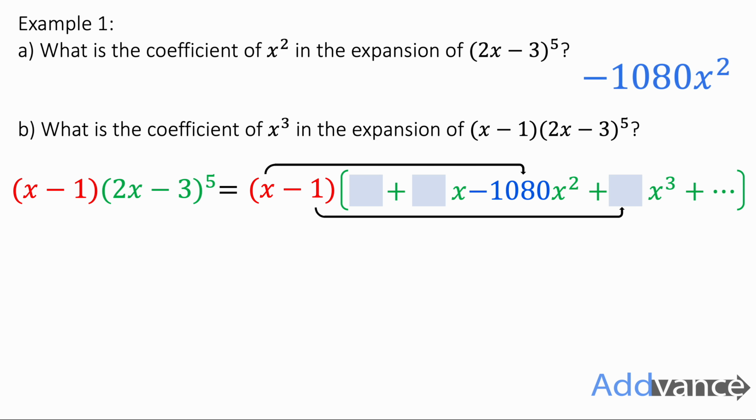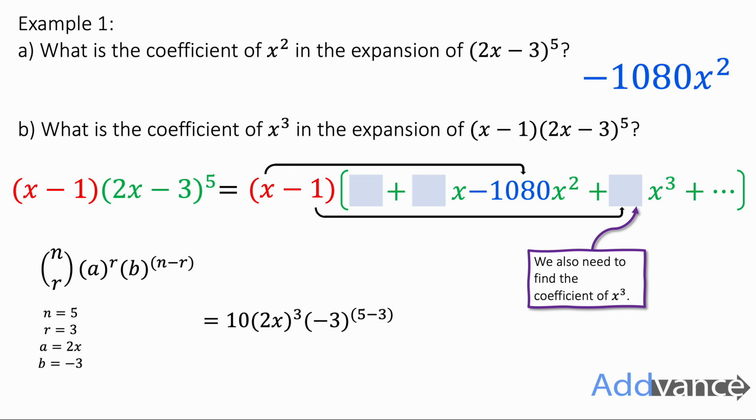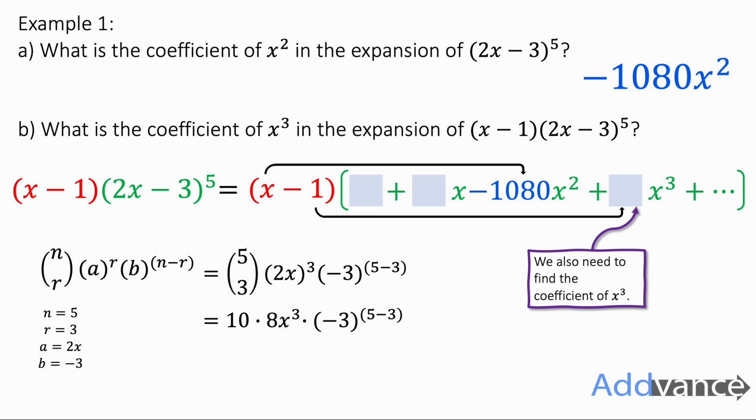But we know the coefficient of x squared already, that's minus 1080. But we do need to find the coefficient of x cubed to continue. So that's exactly what we're going to do. We're going to use the binomial coefficient formula and just substitute the numbers in, like this. And we solve that. 5 choose 3 is 10. (2x) to the power 3 is going to be 8x to the power 3. (-3) to the power 5 minus 3 is minus 3 squared, which is just going to be 9. And so 10 times 8 times 9 is 720x cubed.